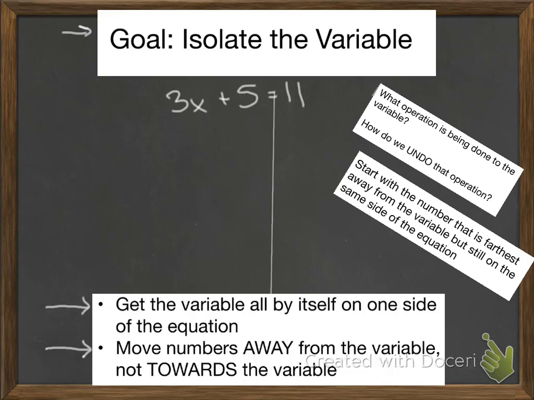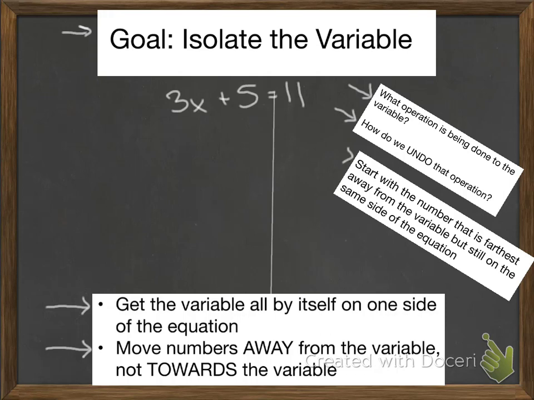So remember in our previous video on one-step equations, we were asking ourselves the question, what operation is being done to the variable and how do we undo that operation? Well, right now we are multiplying 3 by x and then we are adding 5. So you might wonder, what order do I need to undo those? And the answer is actually reverse order of operations, or please excuse me, dear Aunt Sally.